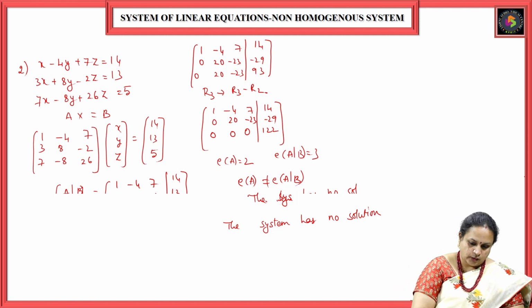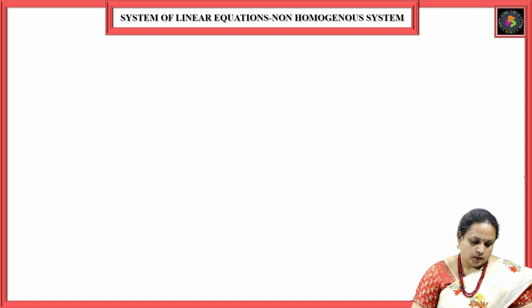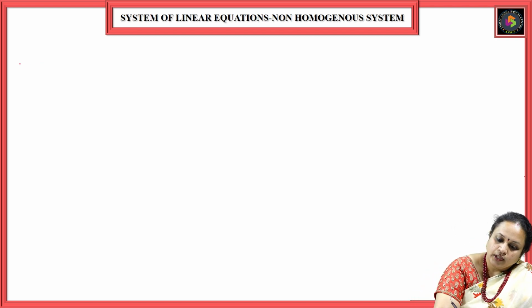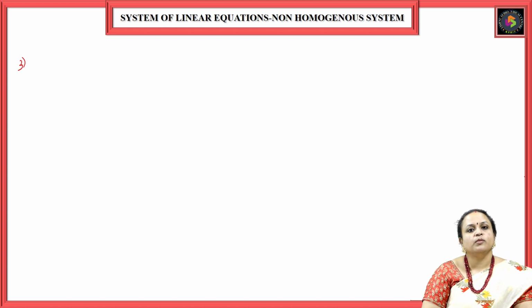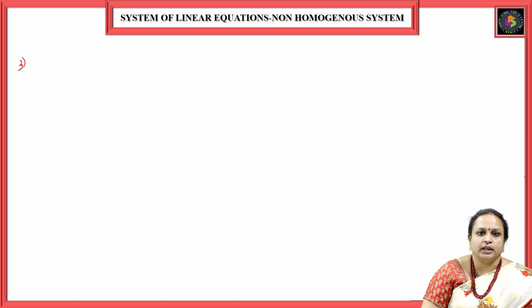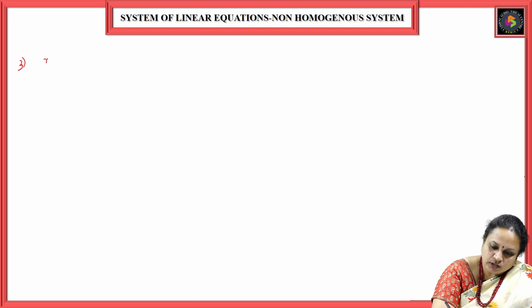Let us see one more kind of problem. We are given a system of equations, and in this system you are given two unknowns, alpha and beta. For what values of alpha and beta will this given system of equations have no solution, unique solution and infinitely many solutions is the question. So let us take this system of equations.